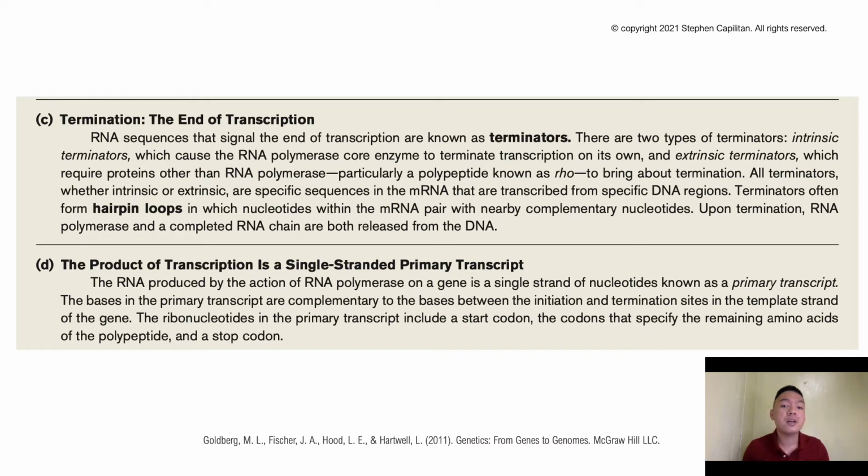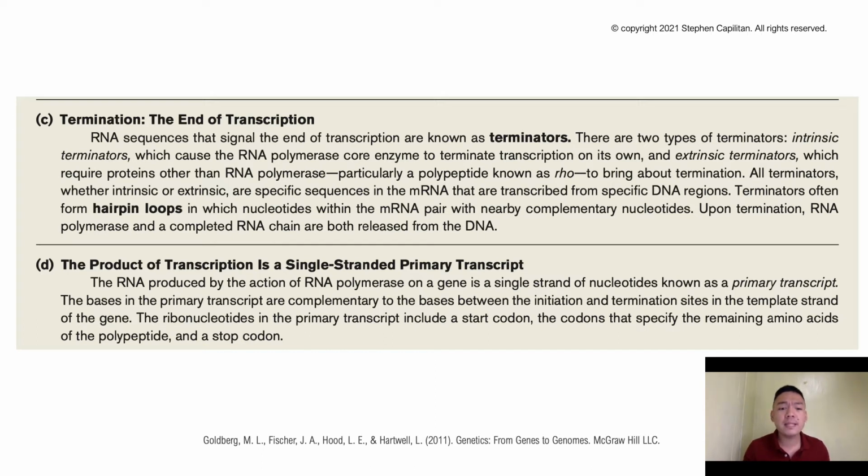All terminators, whether intrinsic or extrinsic, are specific sequences in your mRNA that are transcribed from specific DNA regions. Terminators often form what we call hairpin loops, in which the nucleotides within the mRNA pair with nearby nucleotides. Upon termination, RNA polymerase and a completed RNA chain are both released from the DNA. And the product of transcription, again, is a single-stranded primary transcript.